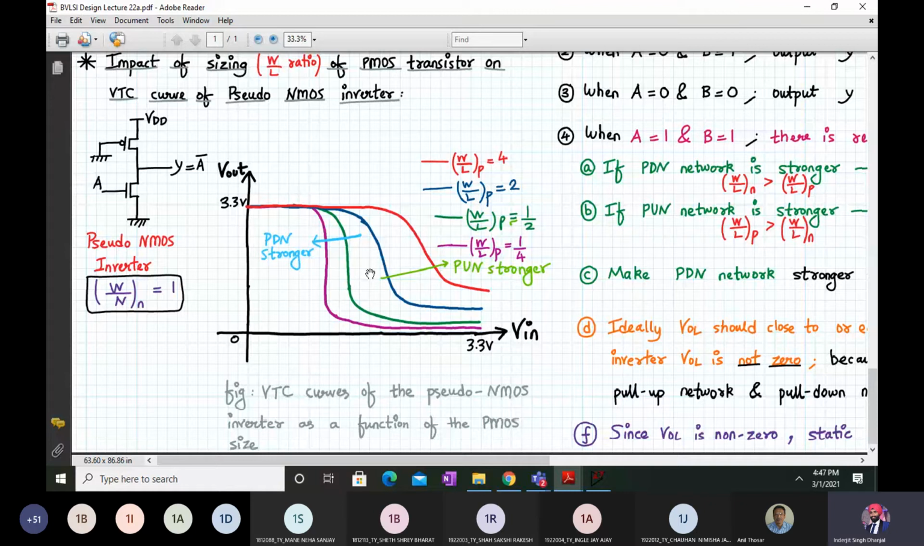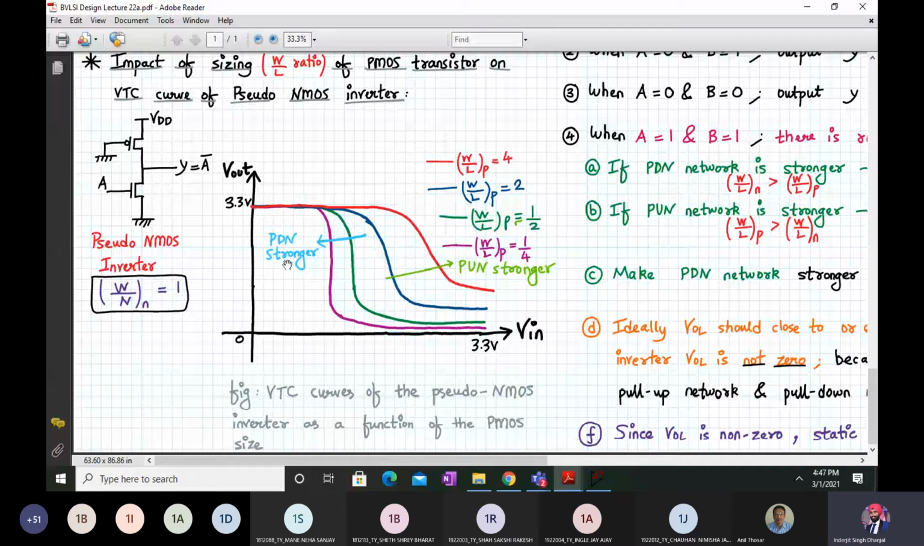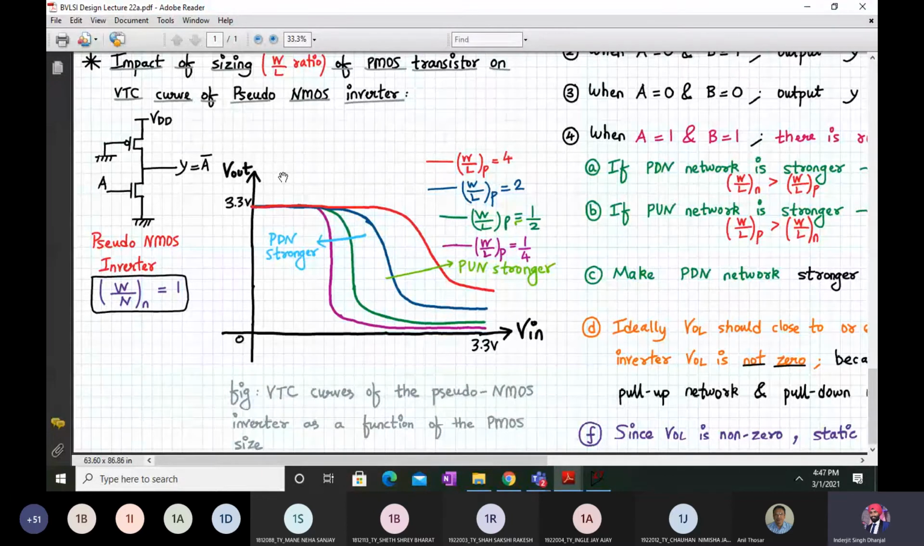So this is the VTC curve as a function of the pseudo NMOS inverter. What is happening over here? Whenever this curve is moving towards the right-hand side, that means whenever we are making the pull-up network stronger, what can you see over here? The red color curve will be latching towards VDD for a longer period of time, and your VOL will go on increasing. And if you make your pull-down network stronger, you go over here towards the left-hand side. So the VOL will become smaller and smaller, but the output will be latched towards VDD for a shorter period of time, depending upon the input.